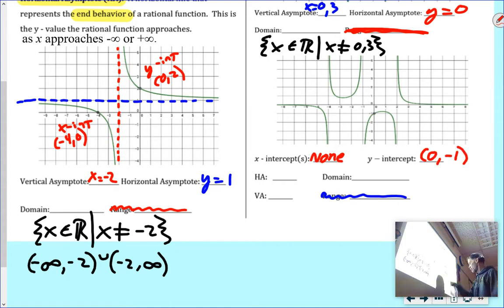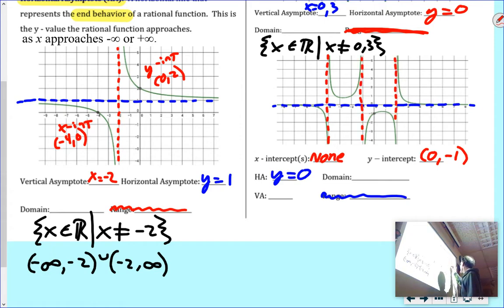And then if I start sketching in my asymptotes, my HA again looks like it's the x-axis, so it'd be y equals 0. And my VAs, looks like I got one there at -4, I got one there at -1, and I have another one there at 2. So it's just all of those. So it's x equals, and you can just separate them out by commas, or you can do x equals for each one: -4, -1, and 2.